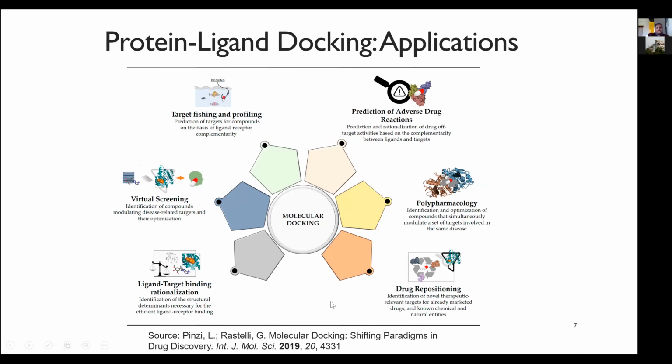Now, these are some new and novel applications of protein ligand docking. We have already seen ligand target binding rationalization, and we have also seen virtual screening. Now, target fishing or profiling is a new application wherein you can predict a target for an active compound using molecular docking. Basically, you are trying to identify what the target is for your active molecule. And it is also useful for prediction of adverse drug reactions, like if through molecular docking, you can also find out whether there are off targets for your ligand.